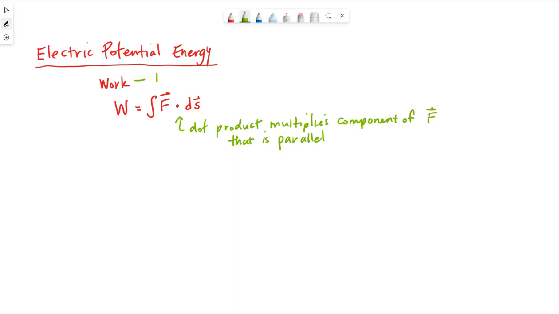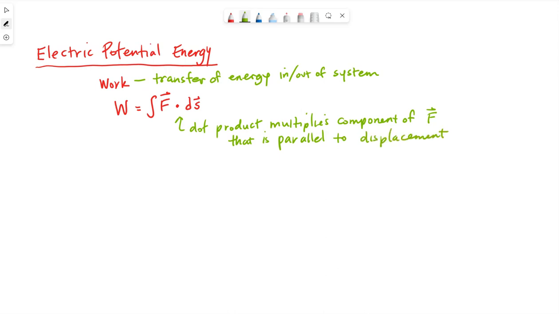So as a reminder, work is a transfer of energy either in or out of the system. And our system could be a single object. Like I push a box, so my system was the box. But the only way I could apply a force that would give the box energy is if I pushed parallel to the displacement, or at least had a component that was parallel to the displacement. So the dot product multiplies the component of the force that is parallel to the displacement.